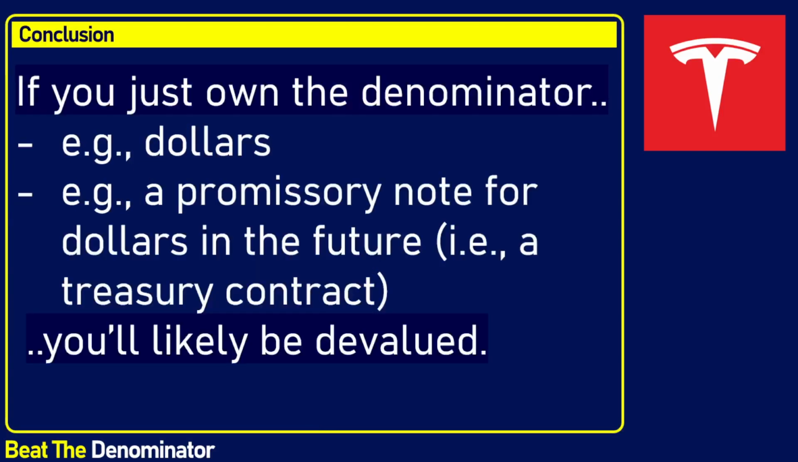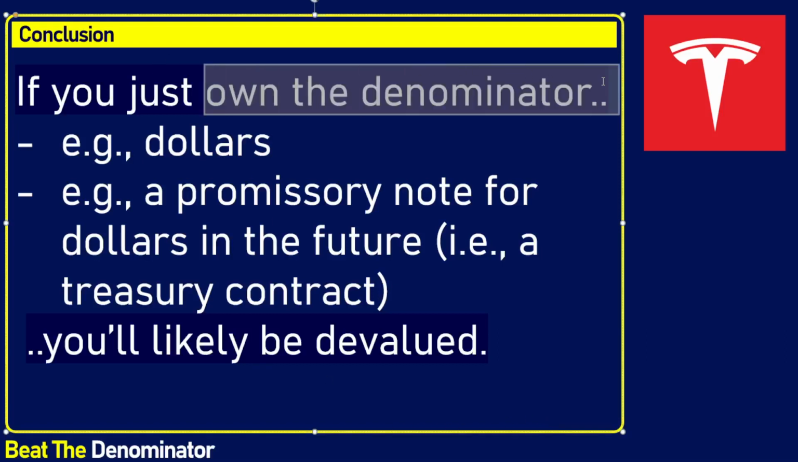And so I'll conclude with this: if you just own the denominator. When you own an asset, when you own stuff, when you own a house, it's one house, 100 shares of Tesla stock, divided by the denominator, divided by how much money supply is out there, right? So you don't own the denominator when you own stuff or when you own an asset. You own something that is divided by the denominator.